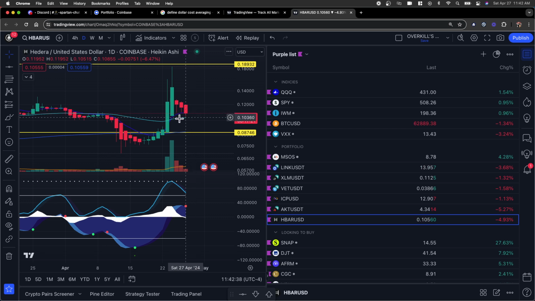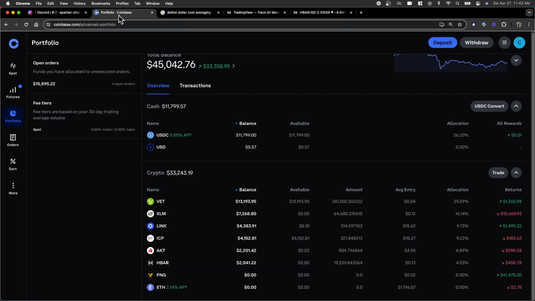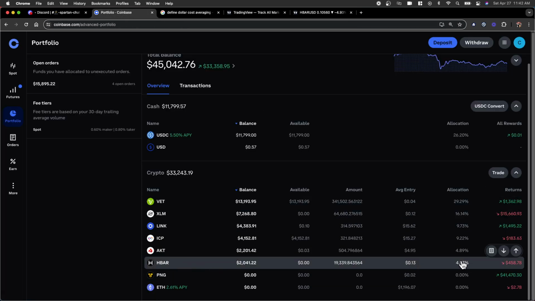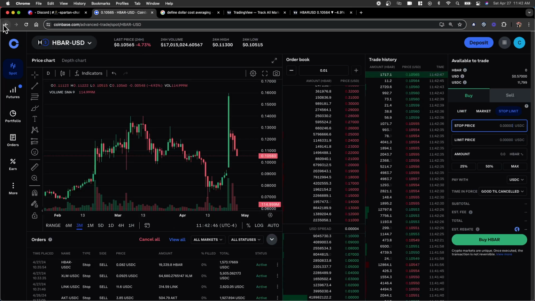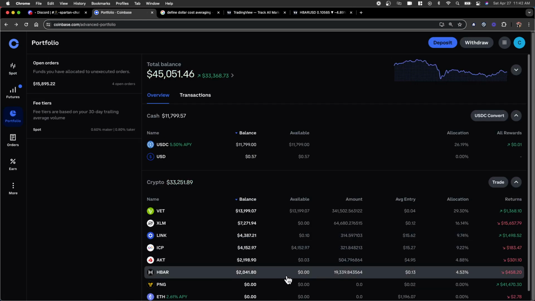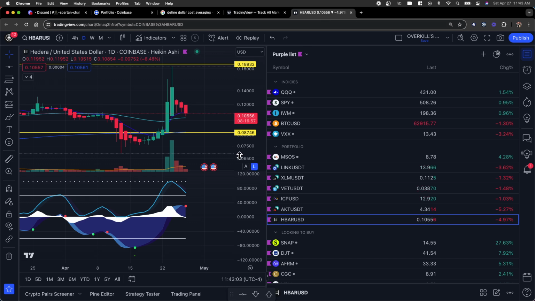So now, on the next green dot, what I can do is add to my HBAR position again. What I want to do is add an additional 5%. I guess my average entry was 13 cents, but I got it at like 12.5, I believe. So I can add again either now or on the next green dot.